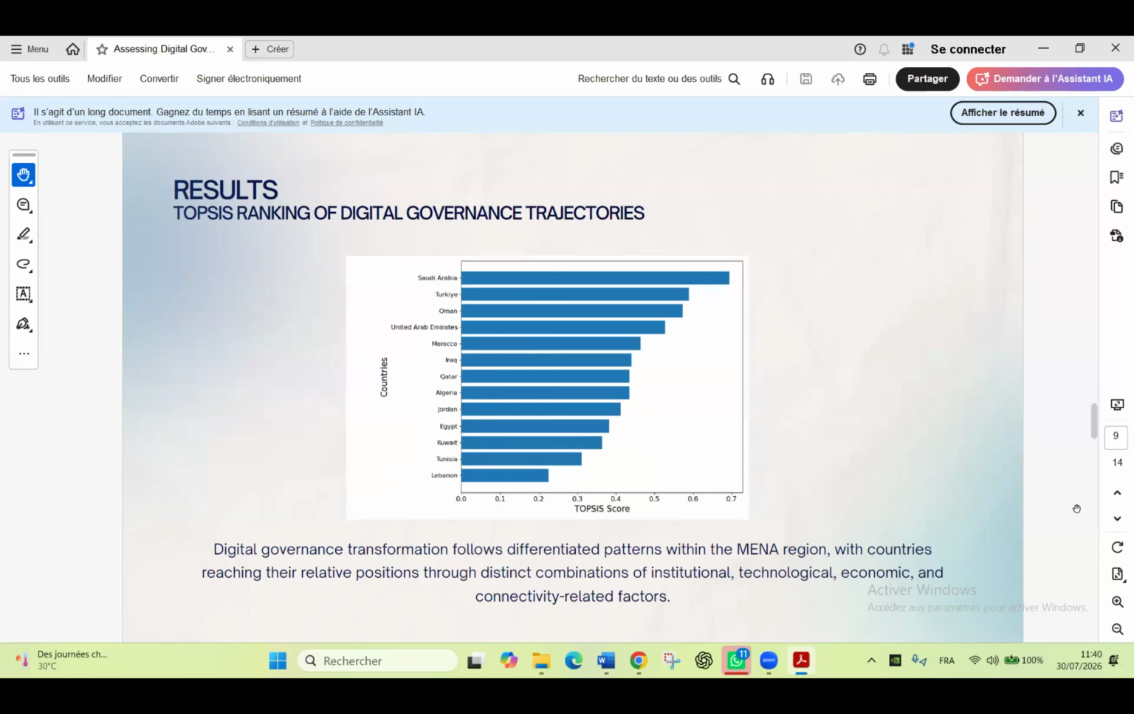For the overall transformation trajectories identified using the TOPSIS approach, the ranking shows that Saudi Arabia achieved the highest score, followed by Turkey, Oman, and the United Arab Emirates, while Lebanon and Tunisia occupy the lowest positions in our sample. Rather, it shows that digital governance transformation follows differentiated patterns across the MENA region, with countries reaching their current position through a different combination of institutional, technological, economic, and connectivity-related factors. These findings suggest that countries with similar regional contexts can follow very different transformation paths.